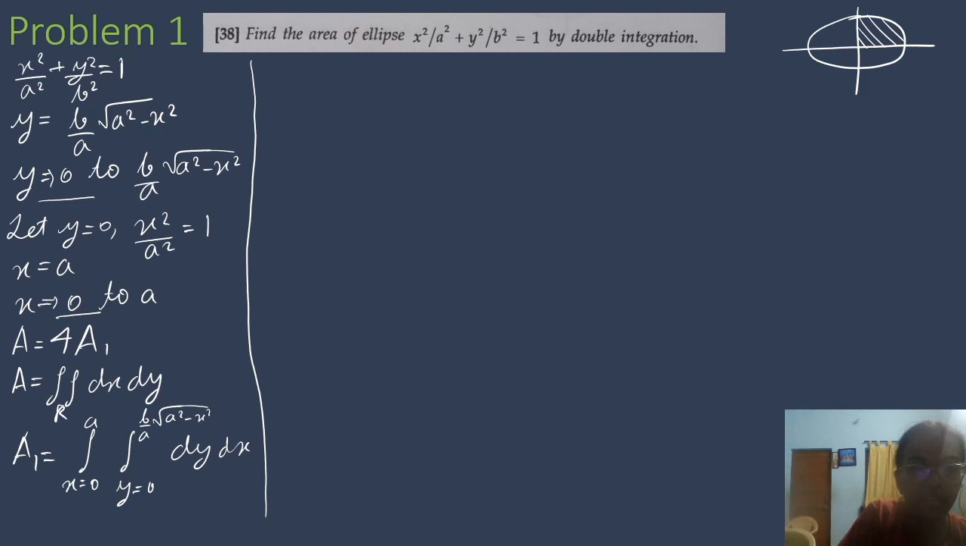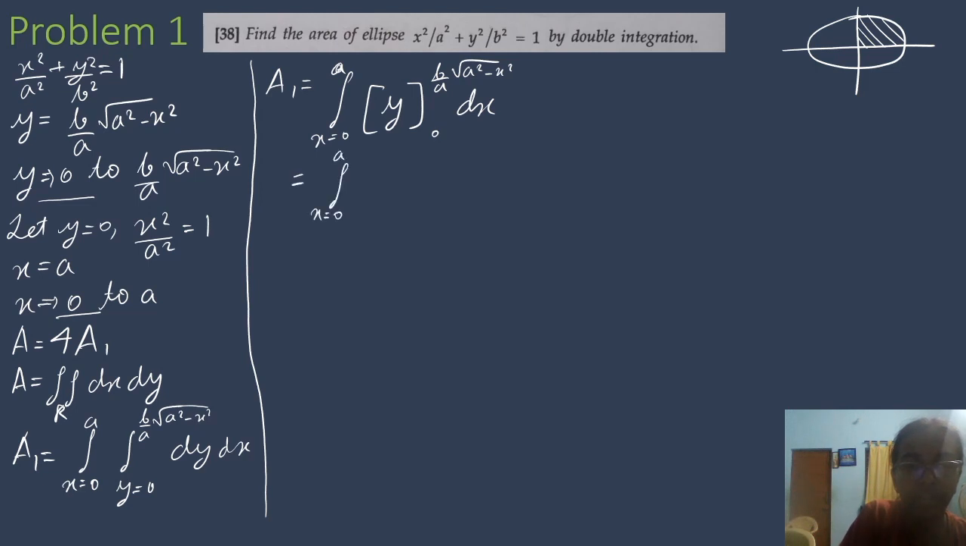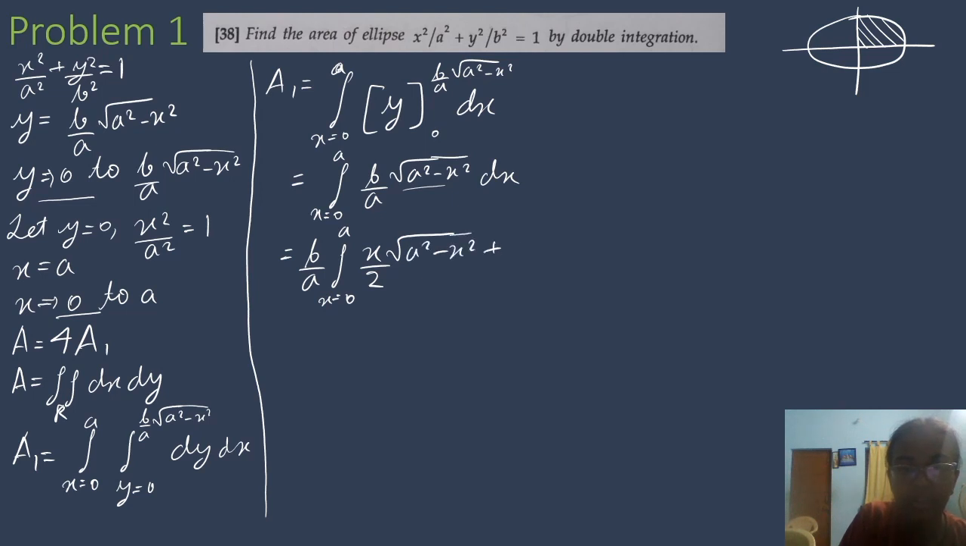Now we shall integrate. A1 is equal to integral x equals 0 to a. Integration will give y. The upper limit is b by a into root of a square minus x square and 0 is the lower limit, into dx. Now by applying the limits, we shall get b by a root of a square minus x square dx. We shall take b by a outside, and there is a standard formula to integrate root of a square minus x square, that is b by a integration of x equals 0 to a, of x by 2 into root of a square minus x square plus a square by 2 into sine inverse x by a.